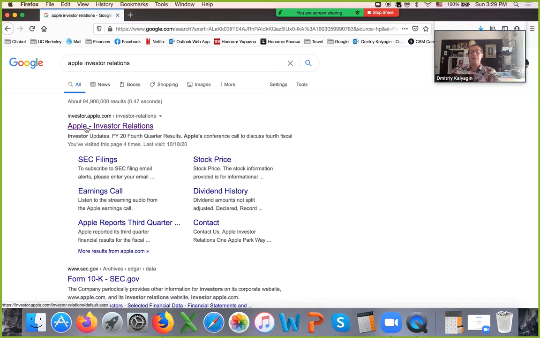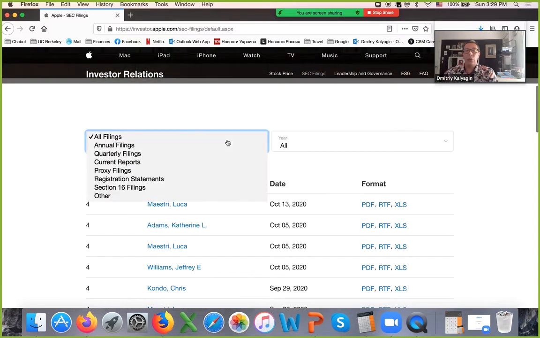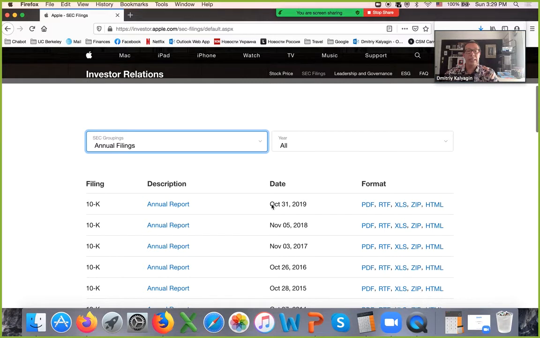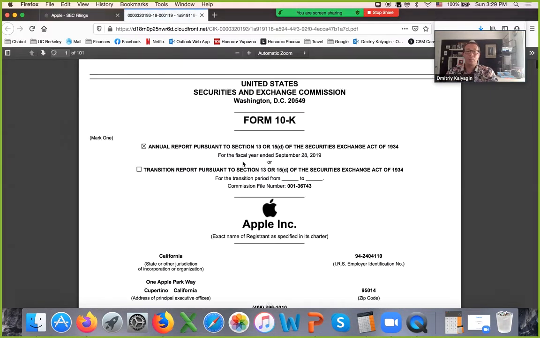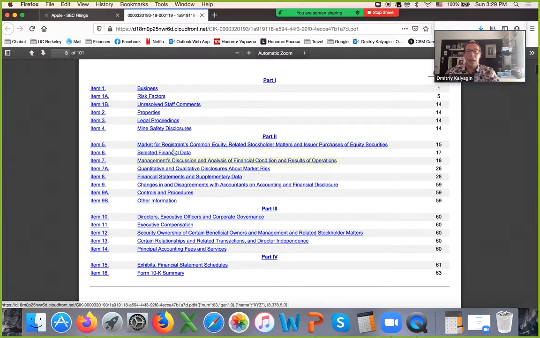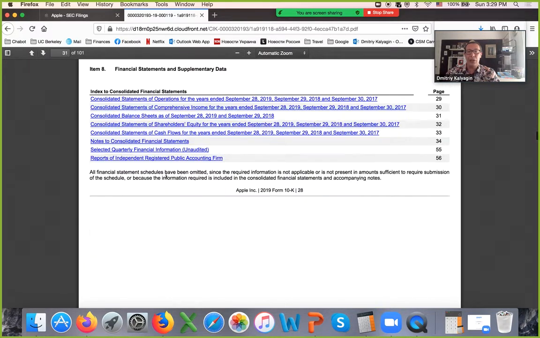When I go to Apple Investor Relations, I'm going to look at the SEC filings, and I'm going to look at the annual filings, which will be available for 2019. Here you go. I'll open it as a PDF. Usually we will find the financial statements link on the second to third page. Right here, Item 8, Financial Statements.